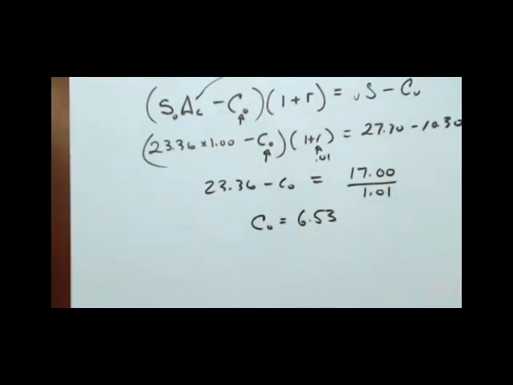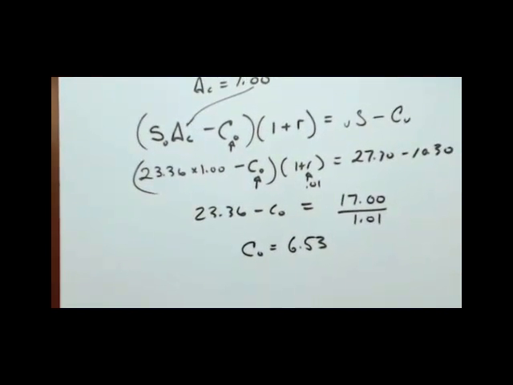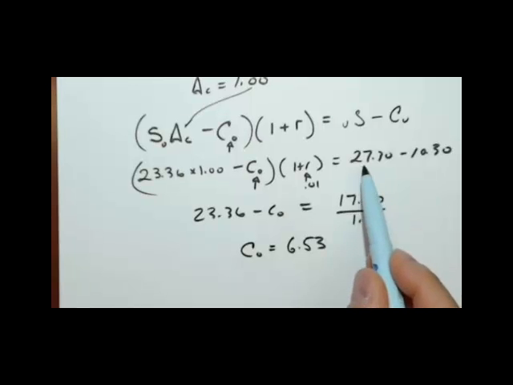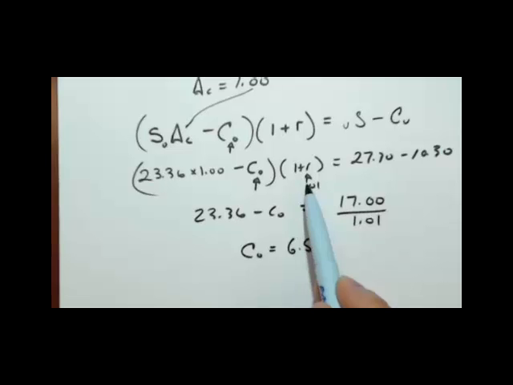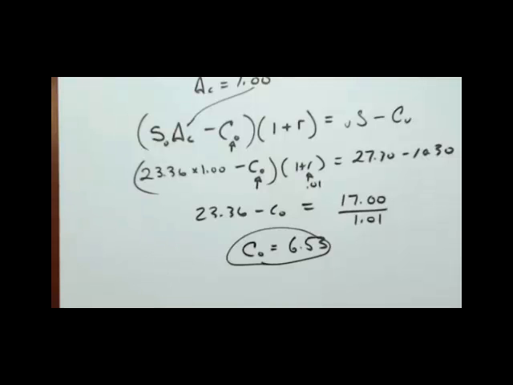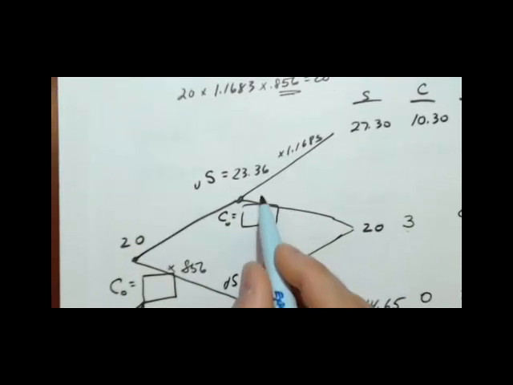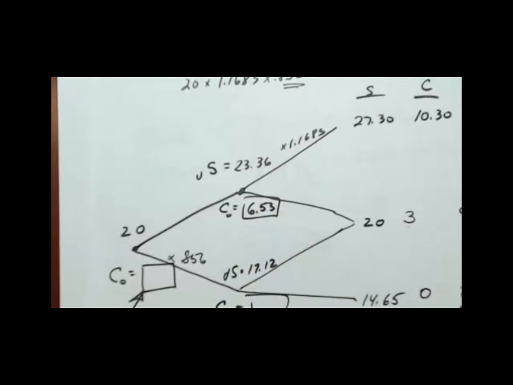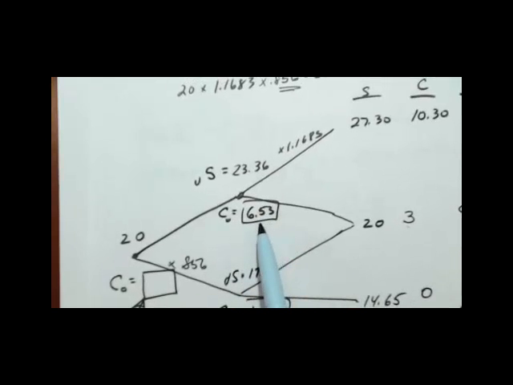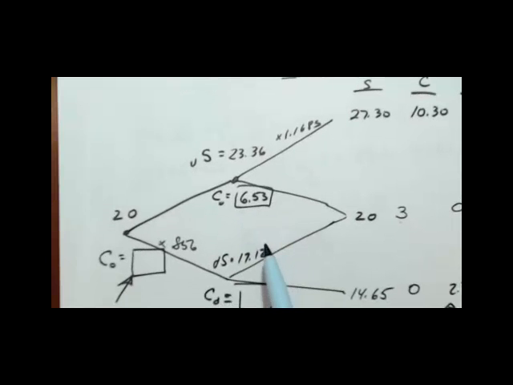So what did I just do in the second stage? What I just did was I subtracted the up node numbers and divided it by the 1.01 and solved for C subscript 0. That is, by the way, this number. The call at this point is worth $6.53.